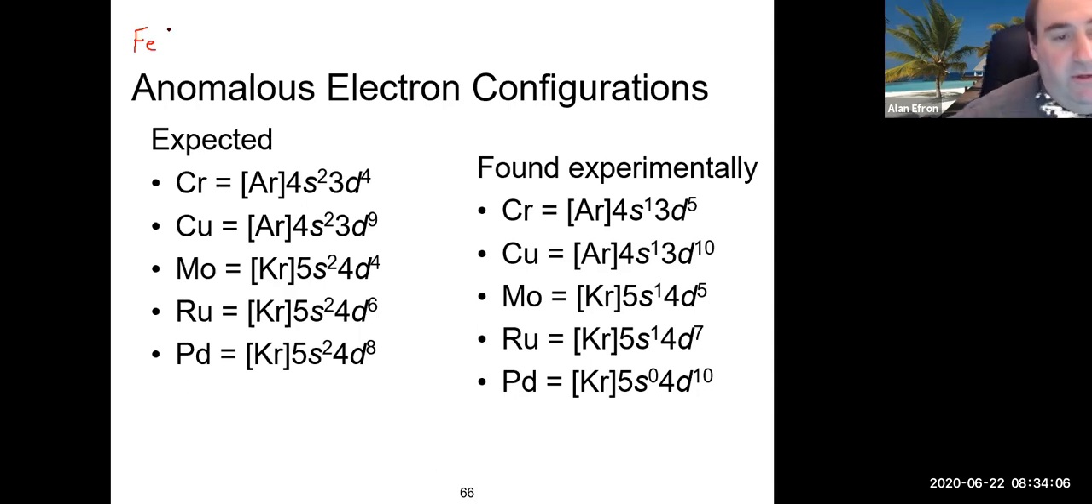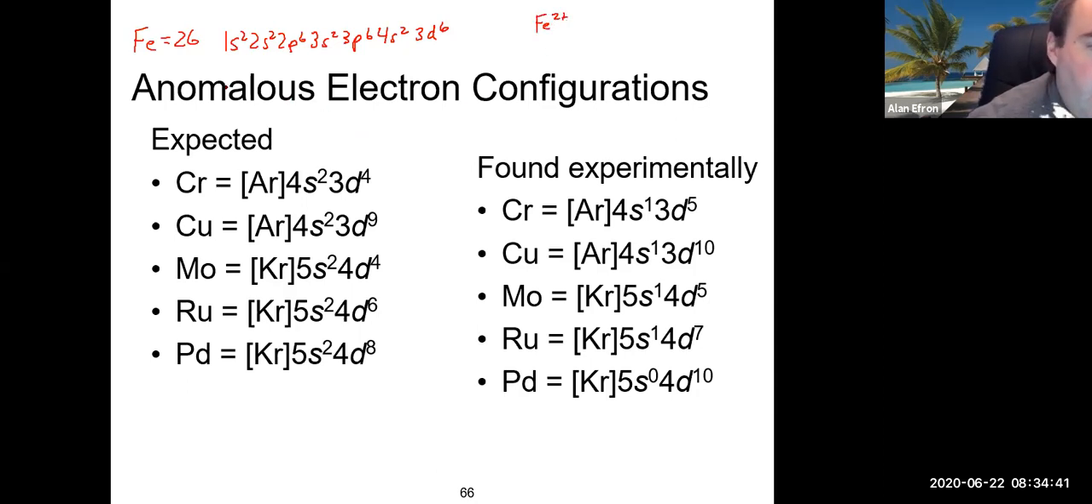Iron with no charge is 26, which means if we write the electron configuration for iron: 1s2, 2s2, 2p6, 3s2, 3p6, 4s2, 3d6. So that should be 26, I hope, right there. 10, 20, yep. So if iron gains a +2 charge, for example, iron with a +2 charge means that it lost 2 electrons from its neutral state, so it would have 24 electrons.